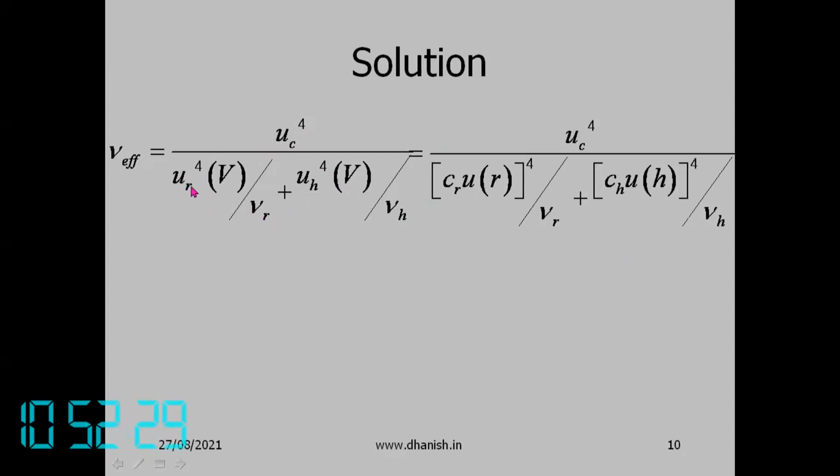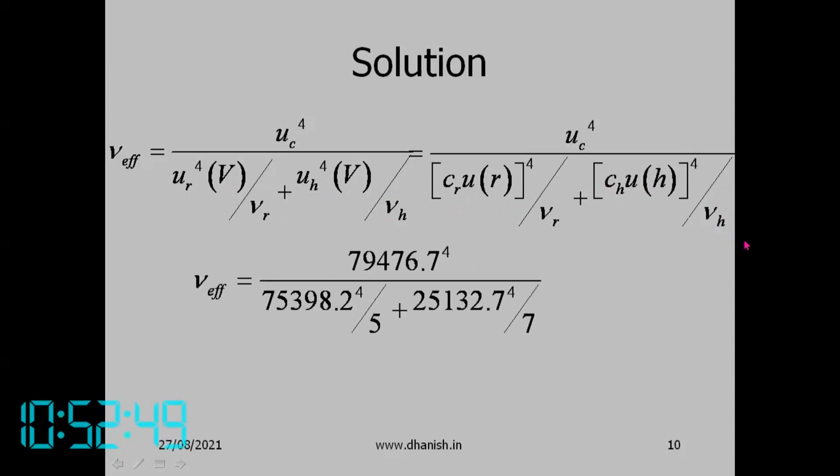So uncertainty in volume due to radius is the sensitivity coefficient of radius multiplied by the standard uncertainty of radius. Similarly, uncertainty in volume due to height is the coefficient of sensitivity of volume with respect to height times the standard uncertainty of height. So now substituting, the combined standard uncertainty was 79476.7, that raised to 4, divided by uncertainty contribution due to radius raised to 4 divided by degrees of freedom of radius 5, plus uncertainty contribution due to height raised to 4 divided by degrees of freedom of height 7.